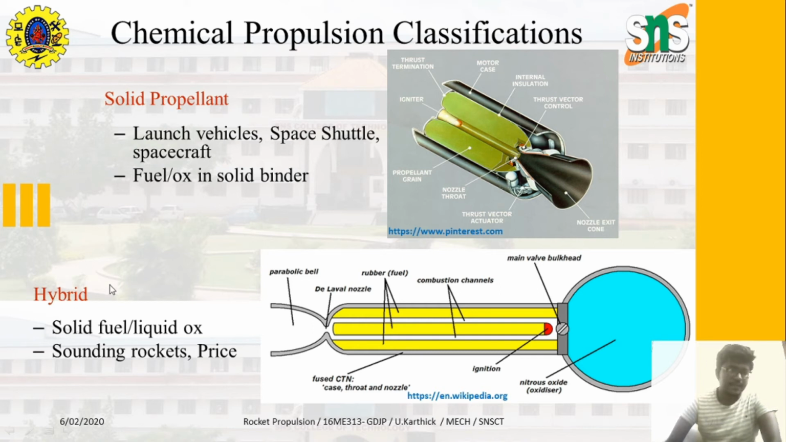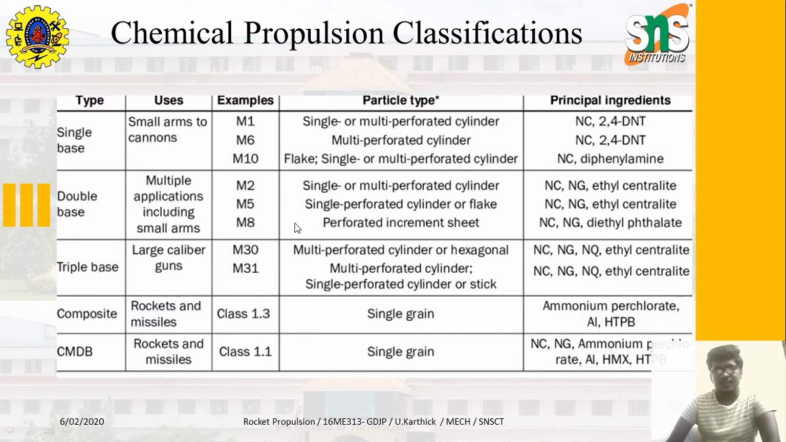The last one is hybrid propellant. In hybrid propellant, we can utilize the advantages of both solid and liquid propellant. That's why hybrid comes into the picture. These are the various applications of solid propellants. You can see the rocket name and the particular types, whether it is single grain or multi-grain, and the principal ingredients used for preparing the solid propellants. If you see that, we can recognize how the solid propellants are prepared.